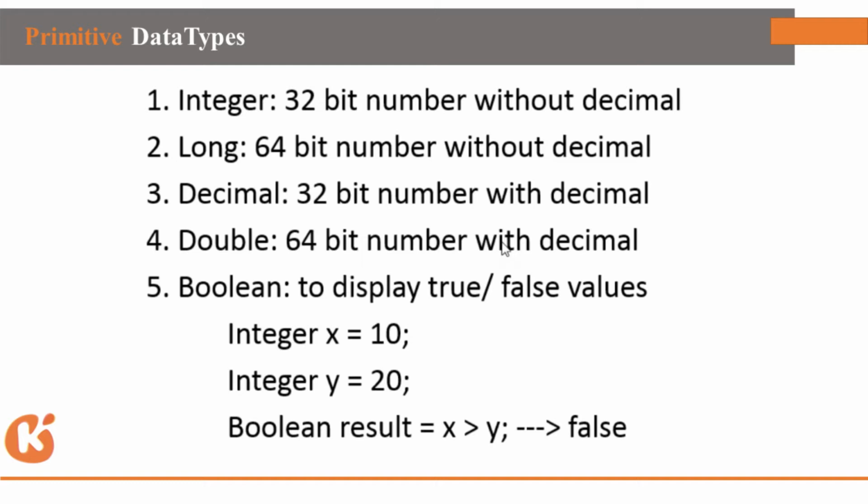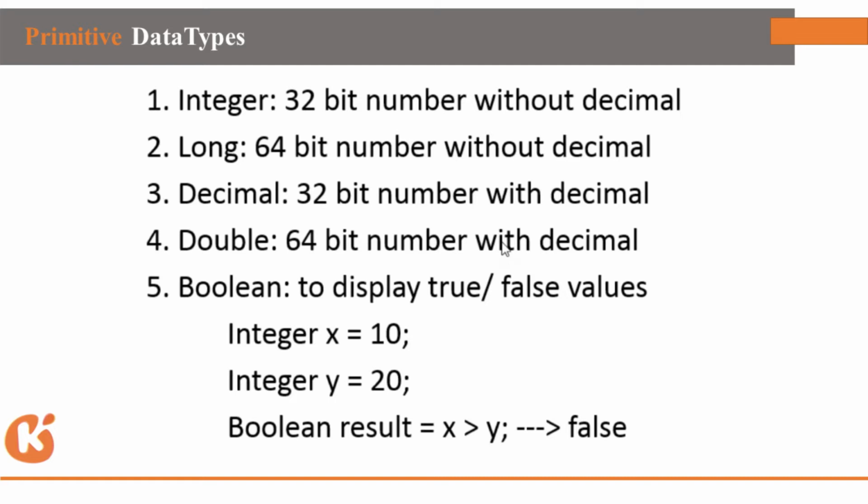If you are going to store a 64-bit number without decimal, then go for long. So this is how a range will be defined. Range of data is defined by the data type. Then if you want to store salary, then go for decimal. Salary will be in decimal. So go for decimal. 32-bit number with decimal. If it is very high in range, then go for double. 64-bit number with decimal. If you want to display true or false values, then go for Boolean.